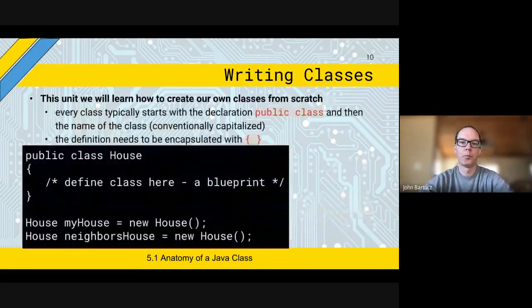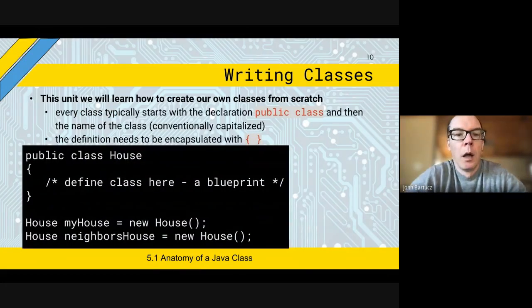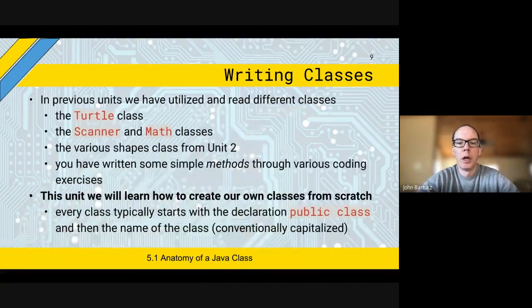So in general, every class is going to start with the declaration public class. And we always capitalize the first letter of the class name. Technically, you don't have to do that. Java doesn't care, but it makes it much easier to read and understand, both for other programmers and for yourself when you're trying to figure out what is a class and what isn't a class.